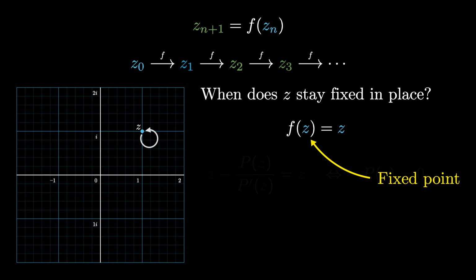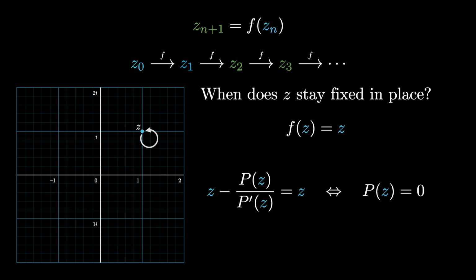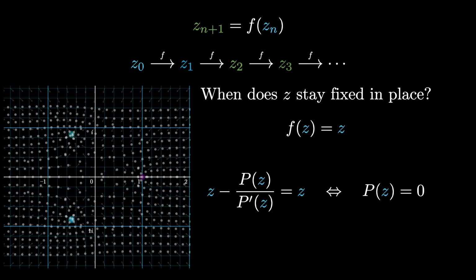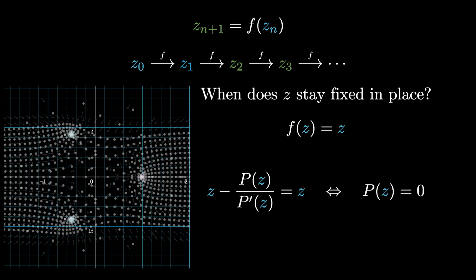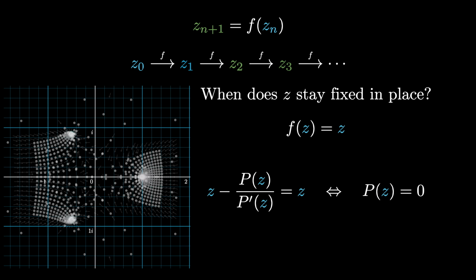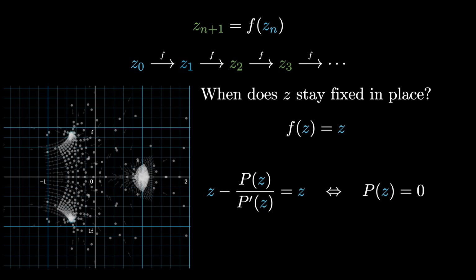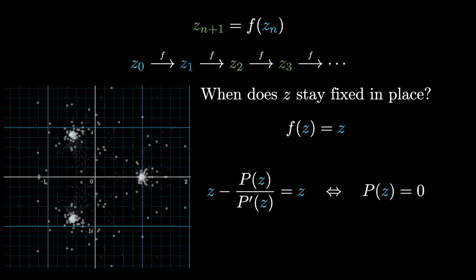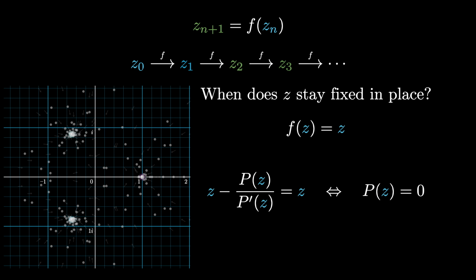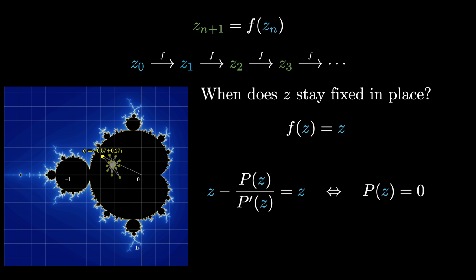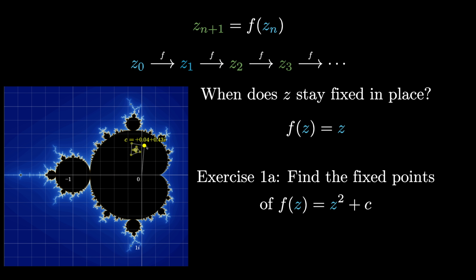In the case of the functions arising from Newton's method, by design, they have a fixed point at the roots of the relevant polynomial. You can verify for yourself. If p of z is equal to 0, then the entire expression is simply equal to z. That's what it means to be a fixed point. If you're into exercises, you may enjoy pausing for a moment and computing the fixed points of this Mandelbrot set function, z squared plus c.